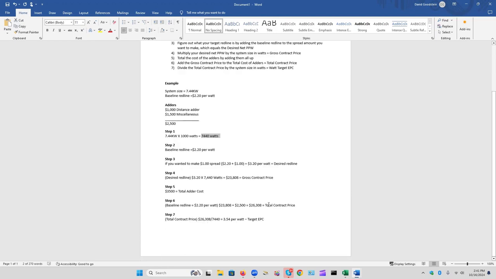We're then going to divide that total contract price by the amount of watts. So in this case, 26,308 divided by 7,440 watts. And we're going to come up with a target EPC price of, I'm sorry, 3.54 per watt. Now that's in cents, so it's actually 0.0354. If you round it up, it's 4 cents a watt. All right. So there you have it.